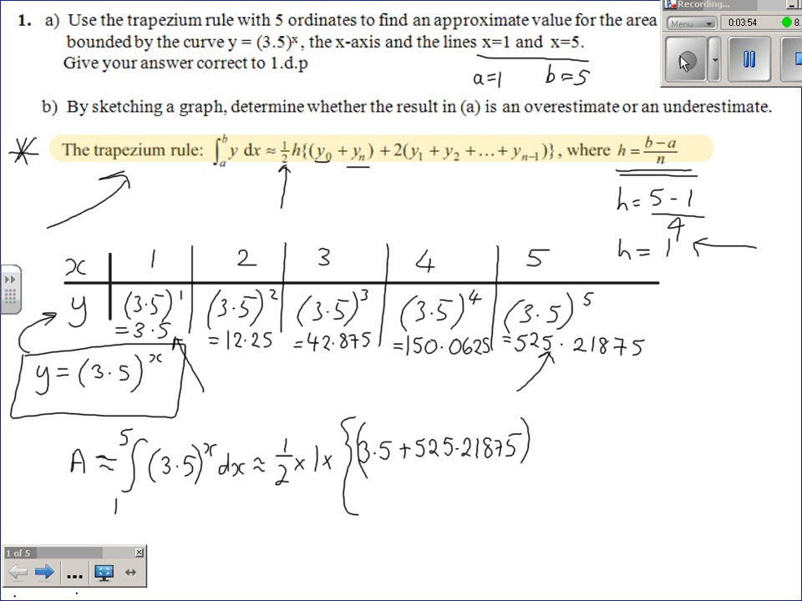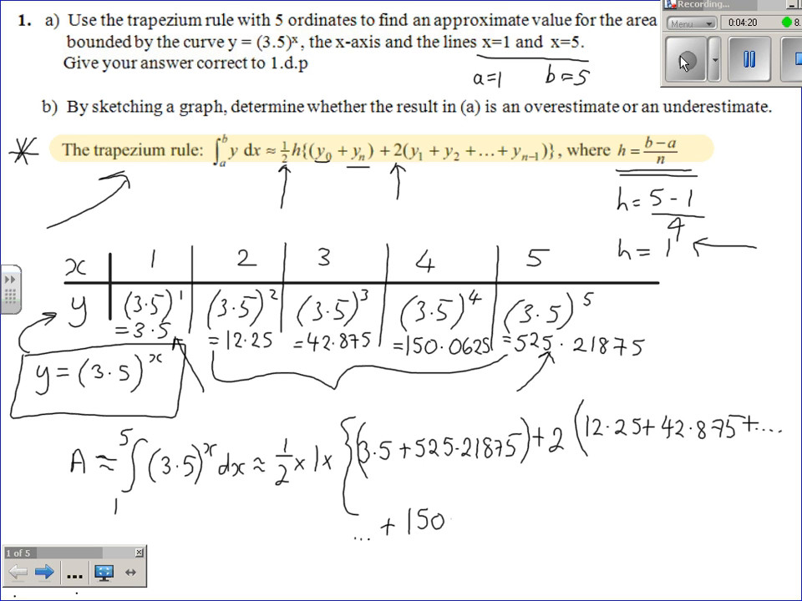Okay, so that's the first and the last. Then we're adding on twice all of the middle ordinates. So this whole chunk here is my middle ordinates. So I've got 12.25 plus 42.875, and I'm going to have to write on the next line down, plus 150.0625. Okay, so close your brackets and close your square brackets. All I've done is copy the formula and substitute in our information.